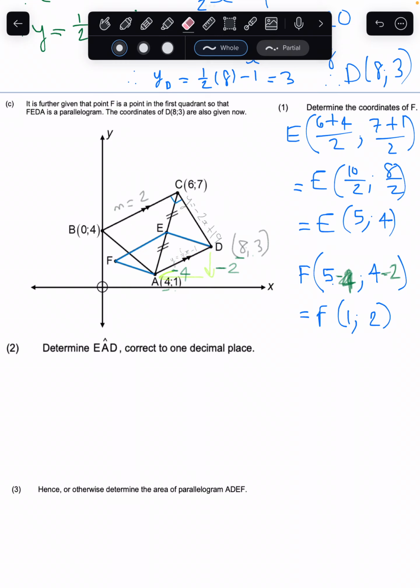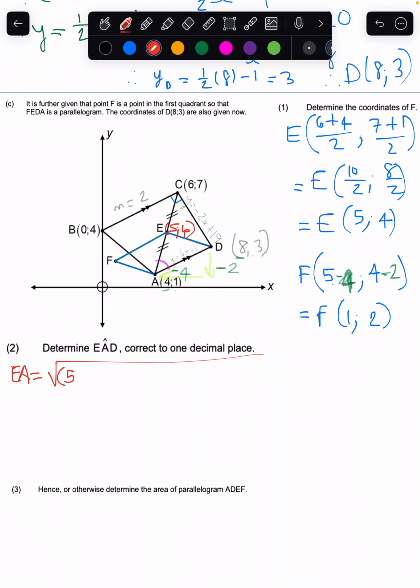Okay, whatever. So start out with EA is equal to the square root of, so E is 5 and 4. So it'll be 5 minus 4 squared plus, yo, I knew my bad handwriting was going to come back to bite me in the butt. Okay, and that is 1 plus 9, so that is the square root of 10.